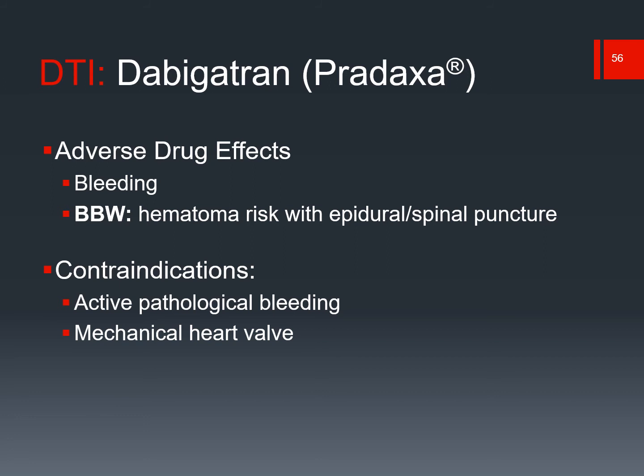ADRs include bleeding, and then we have a black box warning similar to the previous drugs that we've talked about, where there's hematoma risk with epidural or spinal punctures. We don't like patients to bleed into their spine, so we try to avoid epidural or spinal punctures while they're taking Pradaxa. It is contraindicated in bleeding, which makes sense. And then mechanical heart valve was related to a trial where dabigatran was attempting to gain the indication of mechanical heart valve, and patients were having fatal bleed and fatal clotting, all in one. So contraindicated in mechanical heart valve.